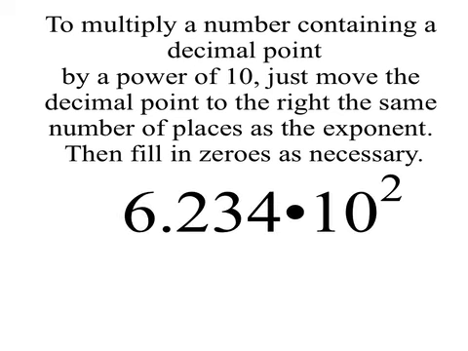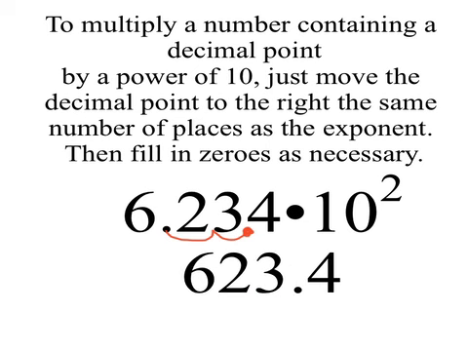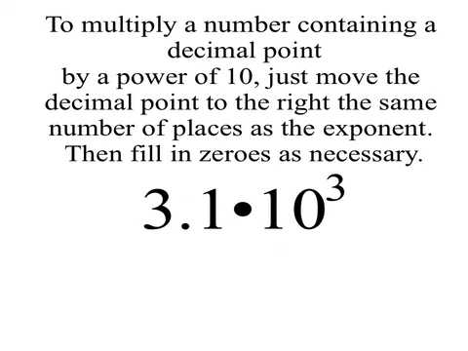And here's an example. 6.234 times 10 to the second. We move the decimal point 2 to the right as shown. We show a little work. Then we realize that our new decimal position is between the 3 and the 4. And then we rewrite our answer down at the bottom so it's clear. 623.4.